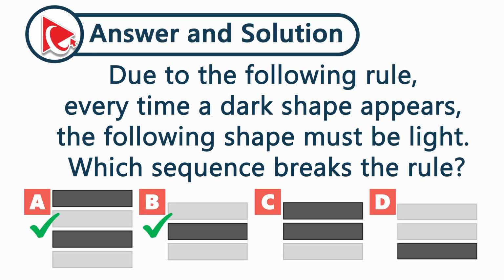A and B follow the rule. D ends with the dark shape, no problem. But C starts with the dark shape and then another dark shape. That is the rule breaker. That's why C is the correct answer. 2 dark shapes in a row? Can't have that. Keep it light after dark.